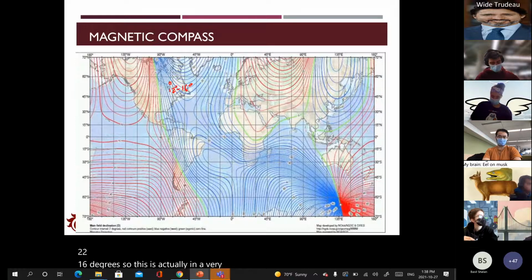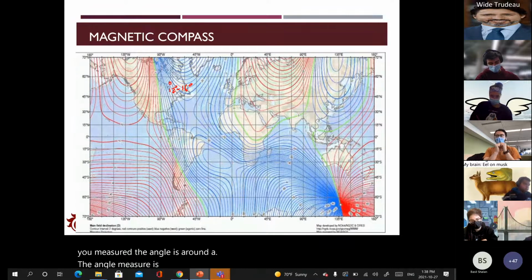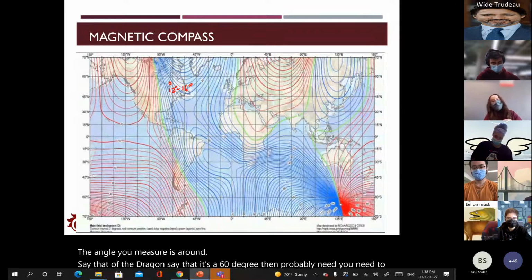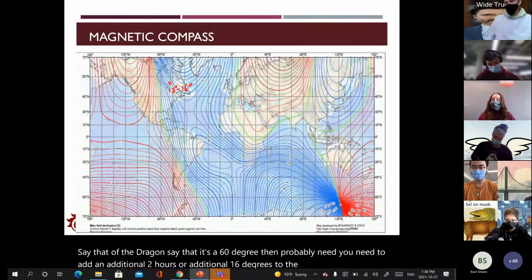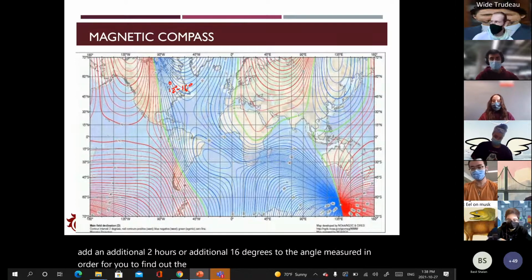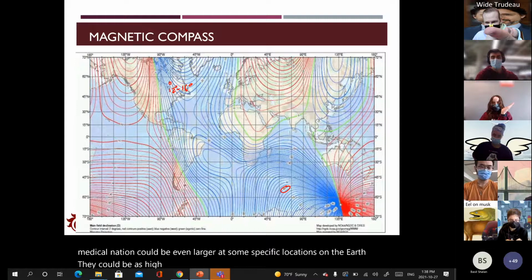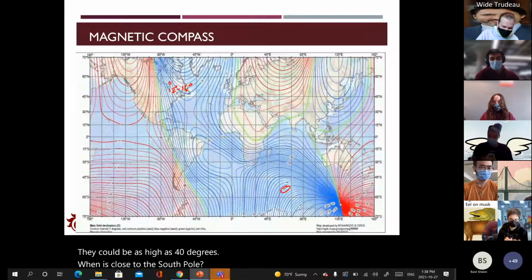So if the angle you measure is, say, a 60 degree direction, then probably you need to add an additional 12 or 16 degrees to the angle you measured in order to find out the true north or the true south. And the declination could be even larger at some specific locations on the Earth. It could be as high as 40 degrees when it's close to the South Pole. So this is about the declination.